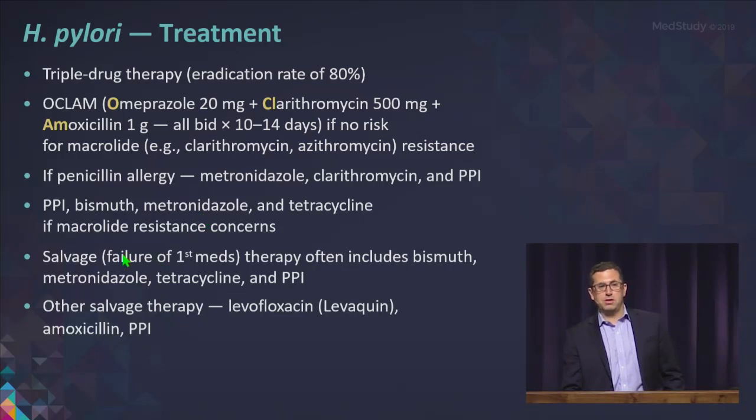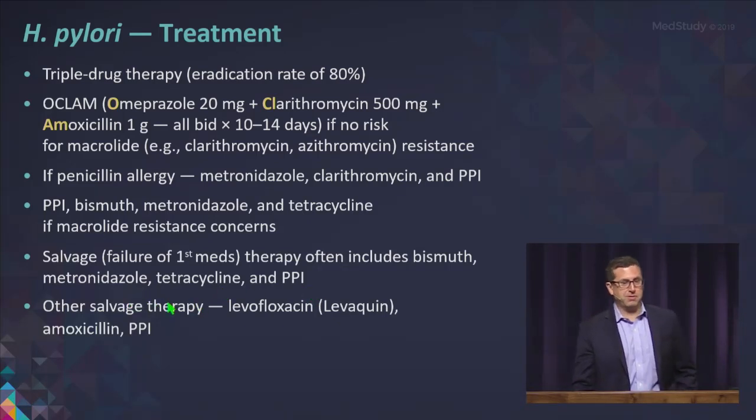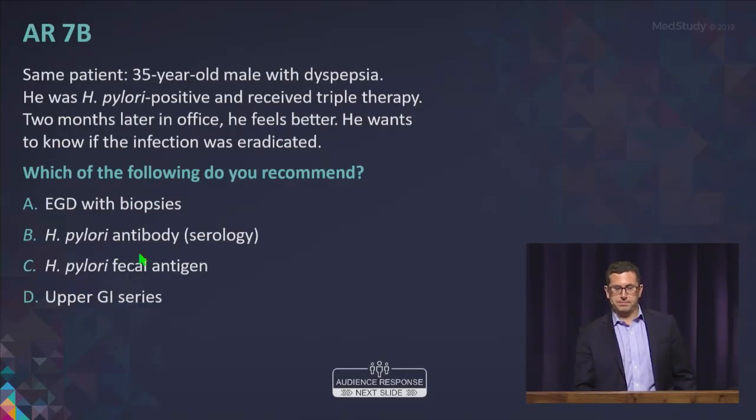Salvage therapy means if the person failed the first attempt, then you often will treat them with bismuth, metronidazole, tetracycline, and PPI. There are some other salvage therapies. Sometimes people fail 2 therapies, unfortunately, and then you may give them something like levofloxacin, amoxicillin, and PPI. These are the most common regimens that you're going to see in clinical practice.